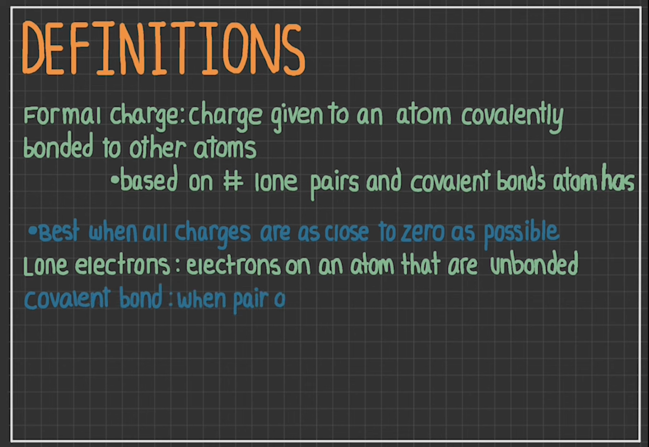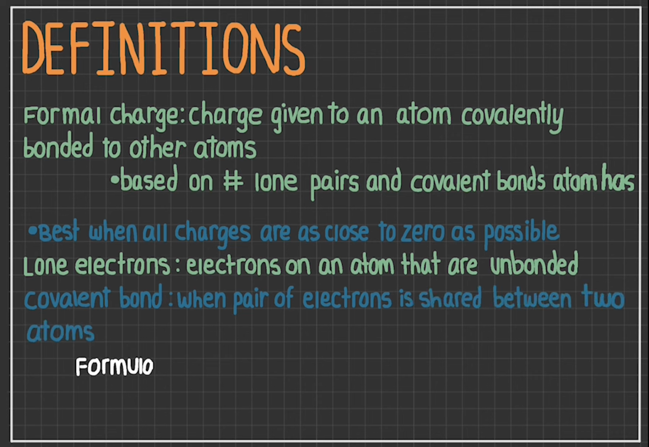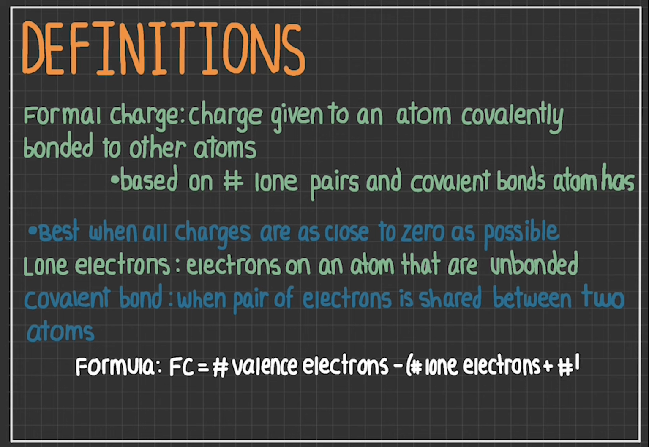There's a kind of formula one can use for determining the formal charge on any atom in a molecule. Its formal charge equals the number of valence electrons of the atom in ground state minus the number of lone electrons and the number of bonds. The valence electrons are the number of electrons in the valence shell of the atom when it is in its neutral state.